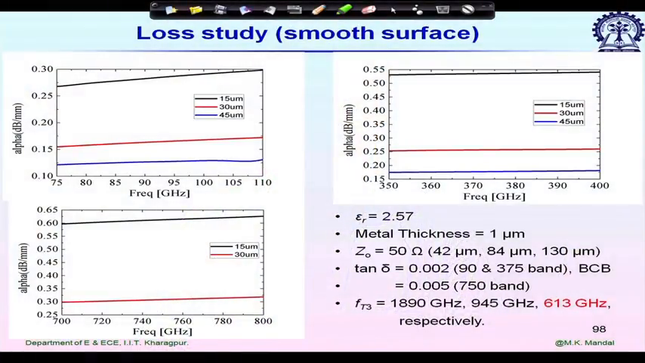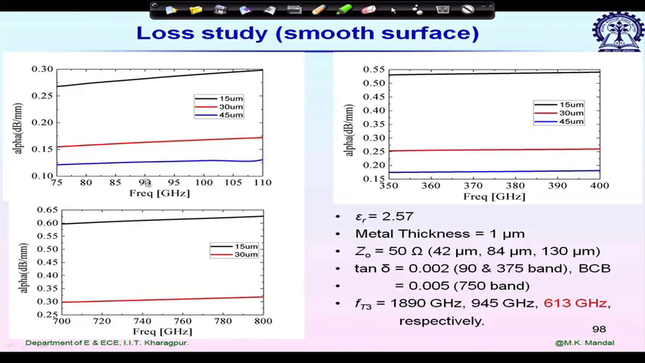Okay, so welcome back. We are continuing with the loss study of microstrip line. Why are we giving so much importance to loss? Because at millimeter wave frequencies, it creates the main problem for any MMIC. So let's see more studies. We have calculated these losses by using a full wave simulator.